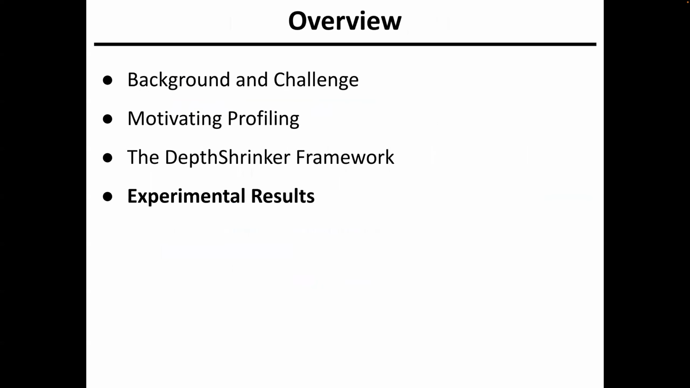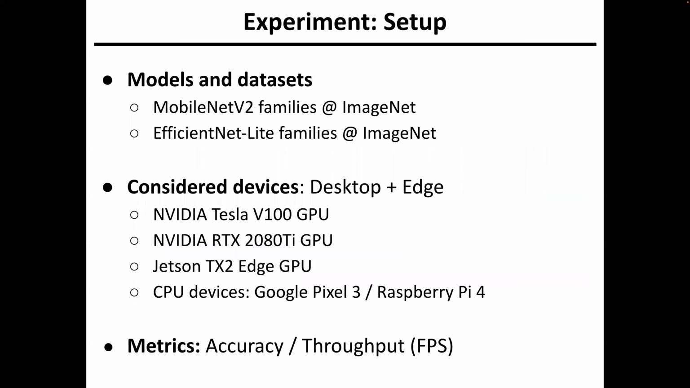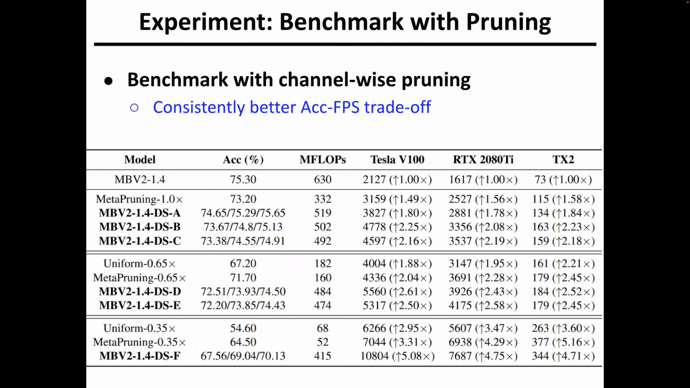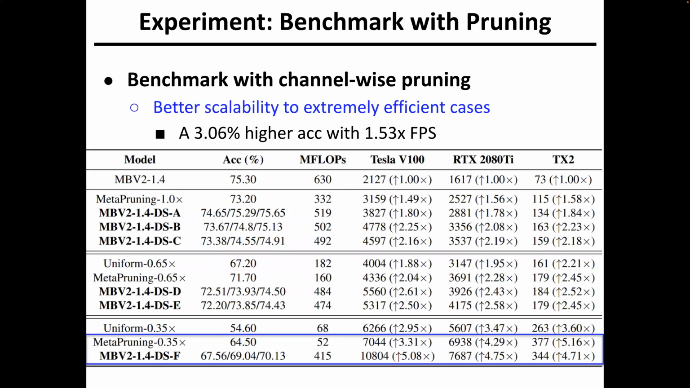We conduct extensive experiments to validate the achievable efficiency of DepthShrinker on top of 2 model families and 5 devices, including both GPUs and CPUs. When benchmarking with SOTA channel-wise pruning methods for efficient networks, our DepthShrinker consistently achieves better accuracy and FPS trade-off across all the devices. In particular, our DepthShrinker shows better scalability to extremely efficient cases. For example, a 3.06% higher accuracy with 1.53 times FPS.